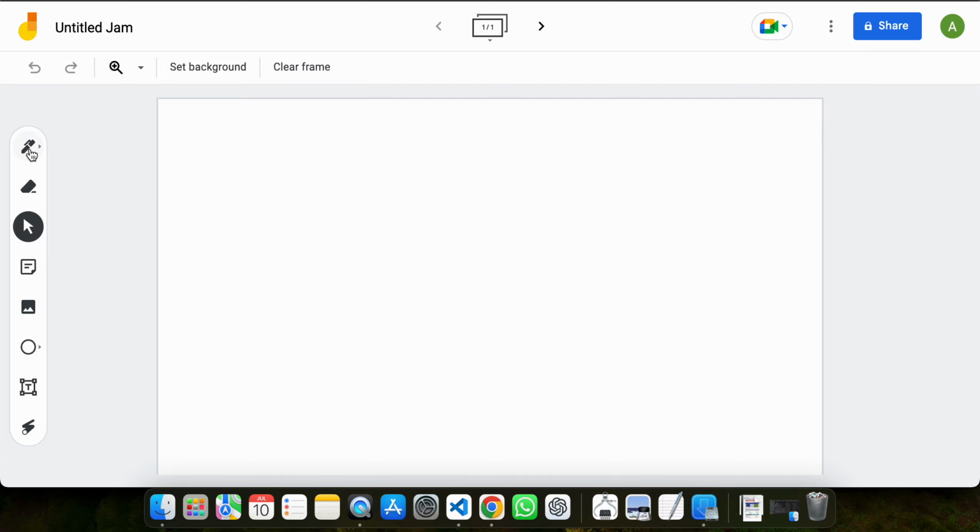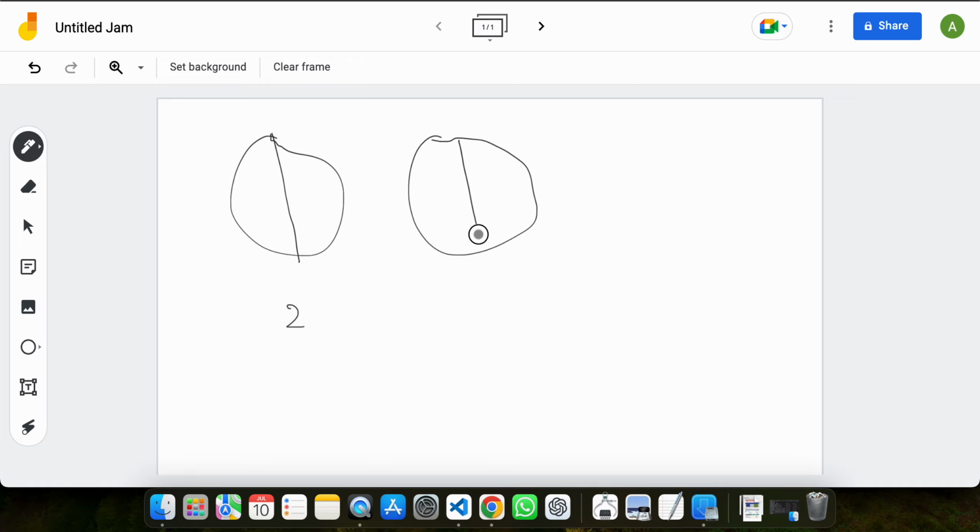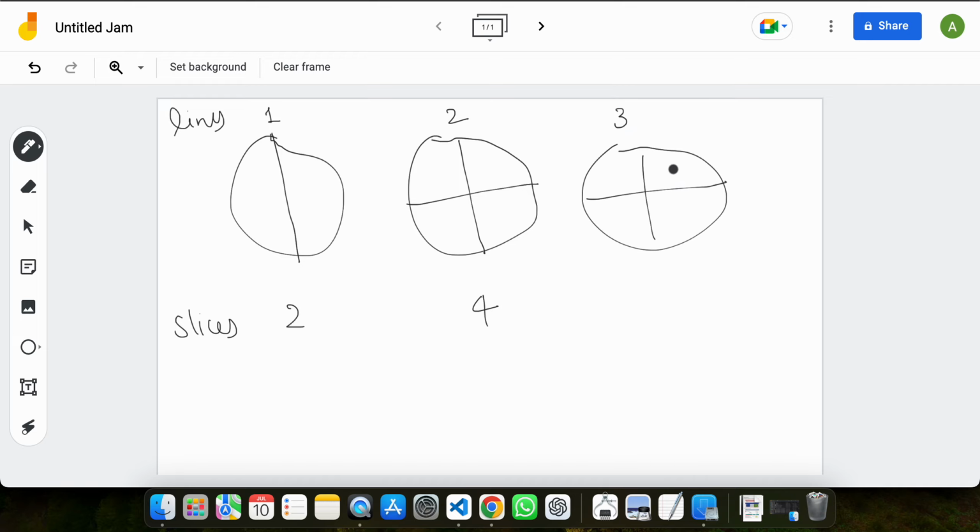The problem is saying that we'll have pizzas and we are going to cut them into slices like this. If we draw one line, then how many slices do we get? We get two slices. If we draw two lines like this, so the number of lines is one here, the number of lines is two here, we are getting four slices, and so on. In the third case we will have three lines and we will get six slices.